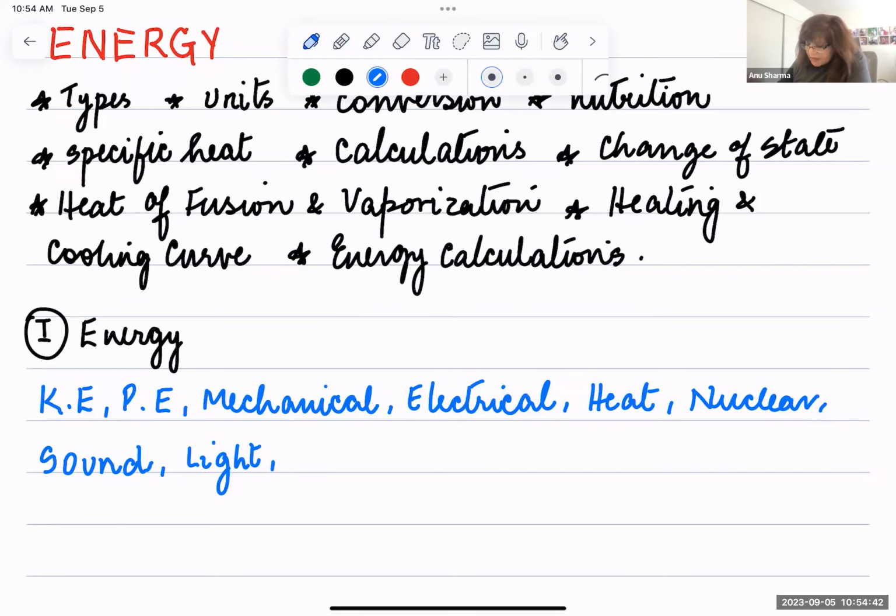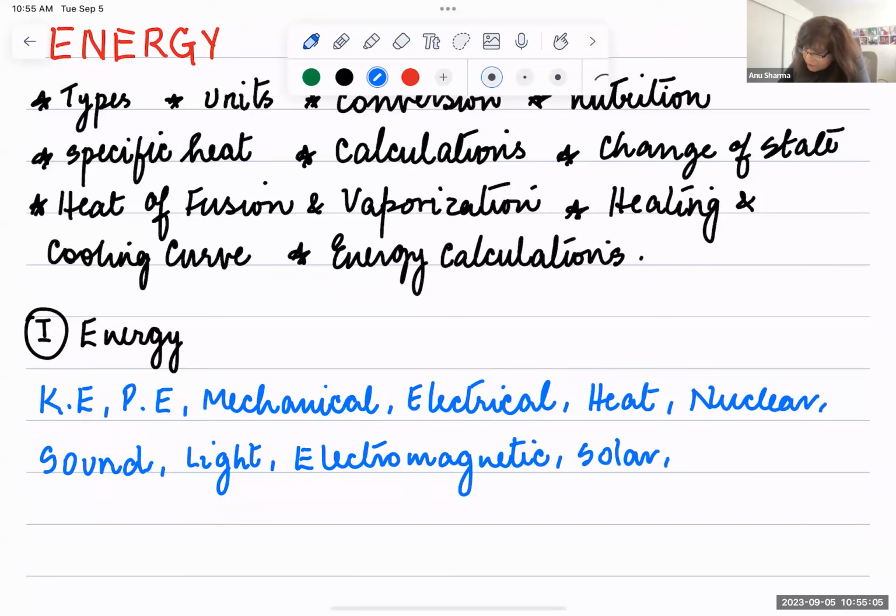And heat, light, sound, mechanical, electrical. Then there is electromagnetic. That's responsible for things like the TVs and computers, all those things, right? And then comes the solar energy, the wind energy, and the atomic energy, okay? And then comes the chemical energy, right?